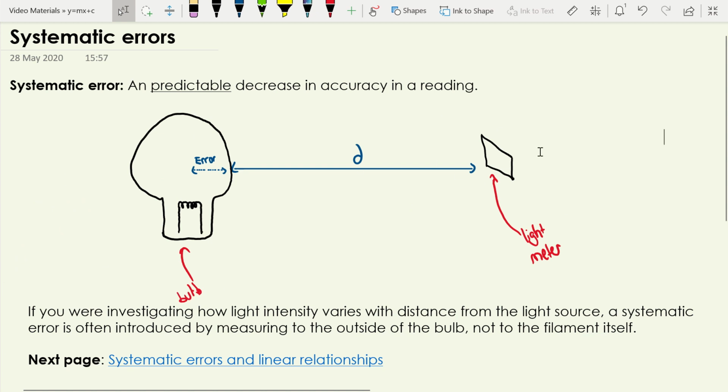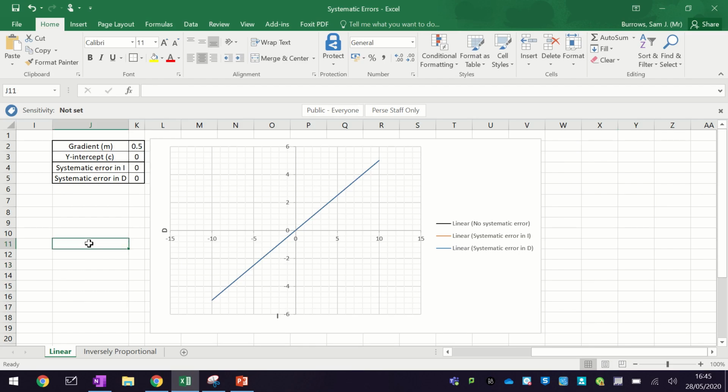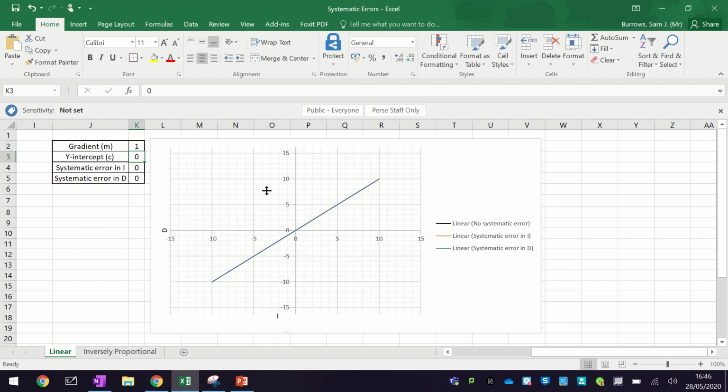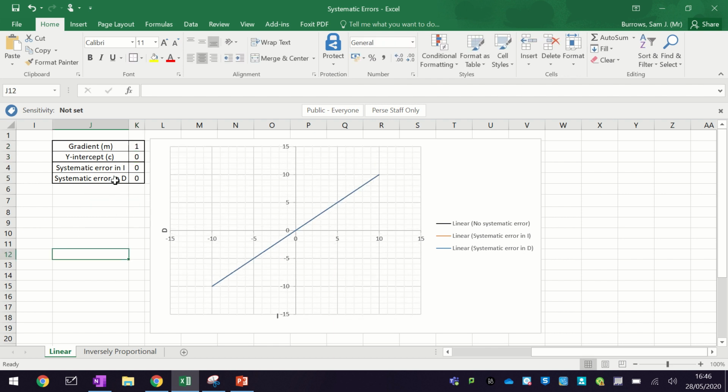So let's have a look at how it affects linear type relationships. I've got a spreadsheet where we can do this. Essentially, I've got some parameters that I can change. I can give myself a different gradient of the graph if I want. I can give myself a y-intercept on here if I want. But I'm just going to set them back to where they were, just because I've seen this work already with this data. So what we can do is we can introduce a systematic error in our independent variable, or in our I, or we can introduce a systematic error in our D, and that's what all of this data over here is calculating. So let's see what a systematic error in I looks like.